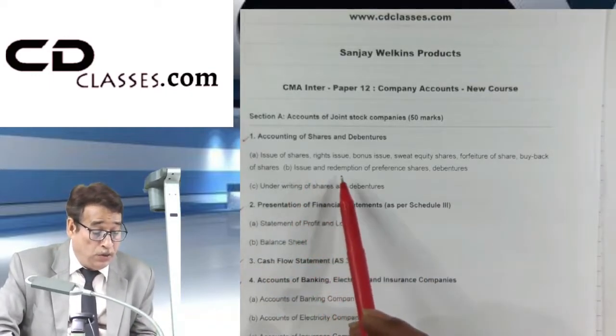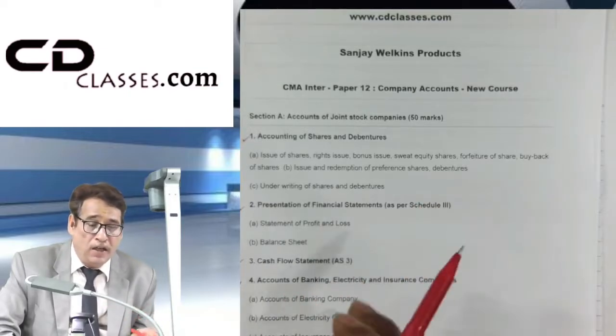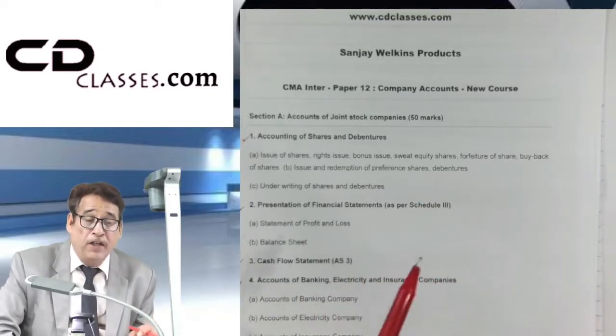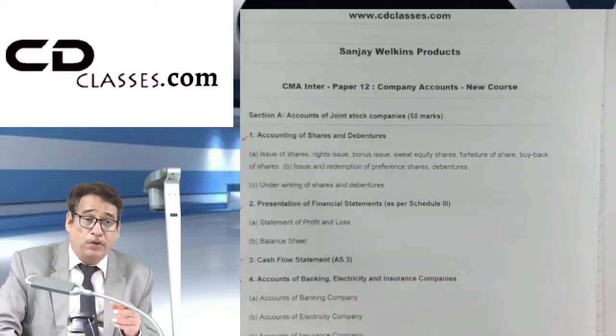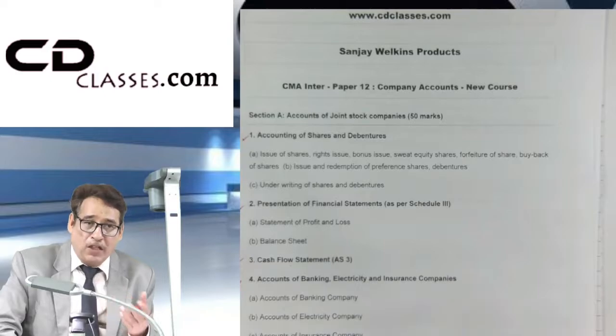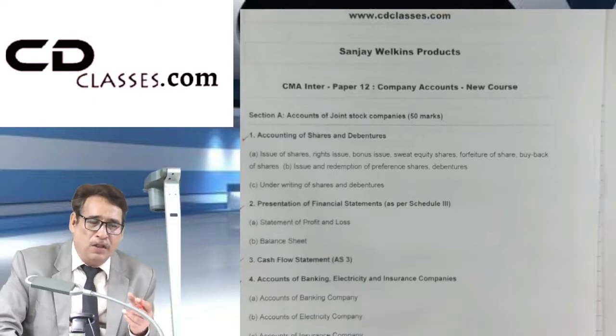Then, under the issue and redemption of preference shares and debentures, we have to study the accounting aspects of redemption of preference shares and, of course, of debentures. You know better than I actually that when a company issues preference shares, generally within a maximum period of 20 years these shares must be redeemed, and similarly in case of debentures, within a maximum period of 10 years, debentures must be redeemed. As far as redemption of debentures is concerned, you already know a little bit about it.